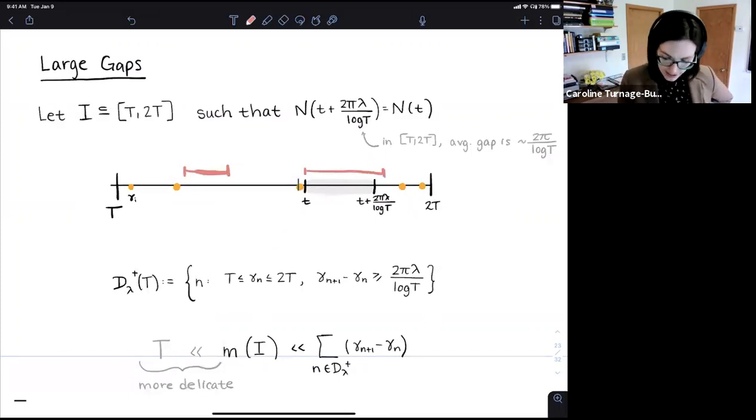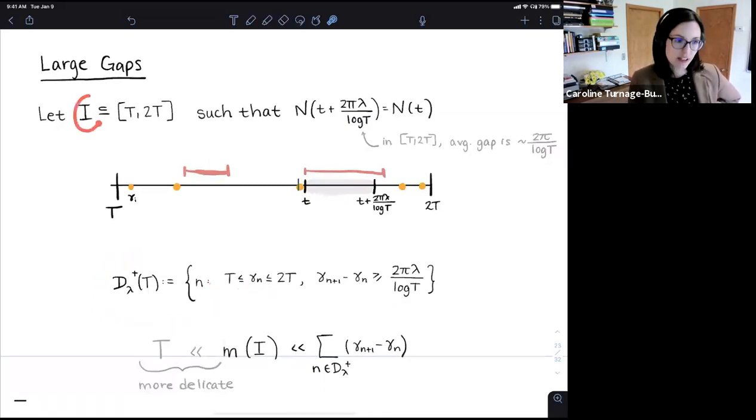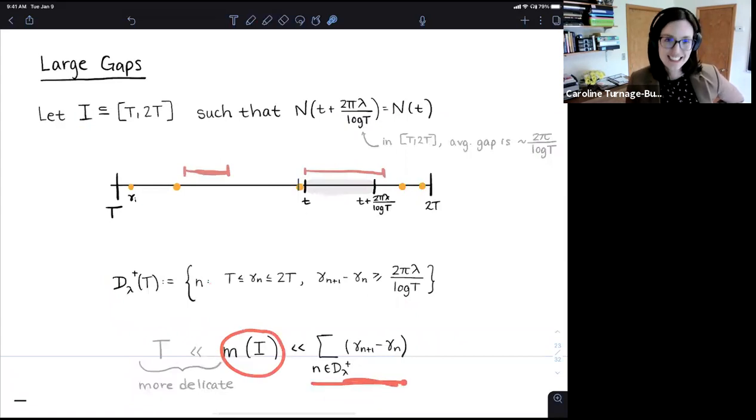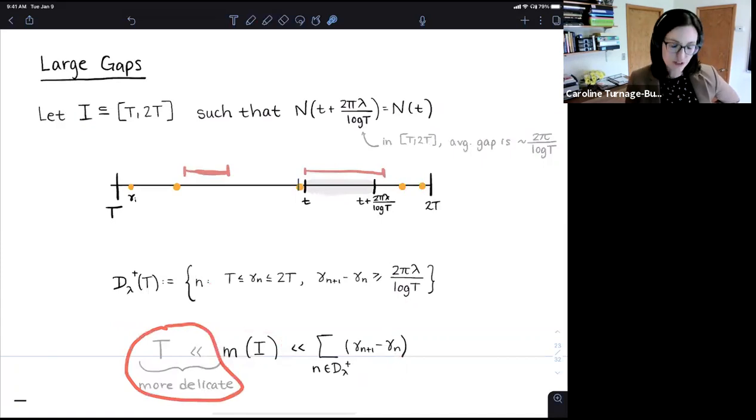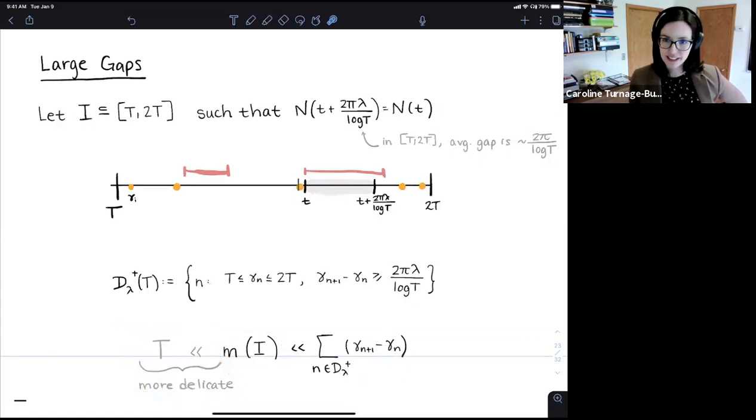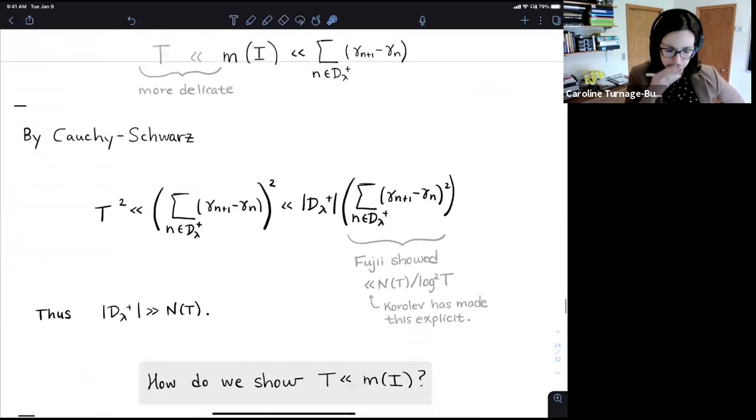All right, so if we're looking at the set where we want to count the zeros that are larger than average, then the measure of this interval I is the bridge. On the one hand, you can say the measure of this interval is definitely less than the sum of these gaps between these large spacings. And on the other hand, it's more delicate to show that the measure of I is greater than T. This is where the interesting things happen. Well, let's say you assume it for the moment. Let's just say that you agree that's true.